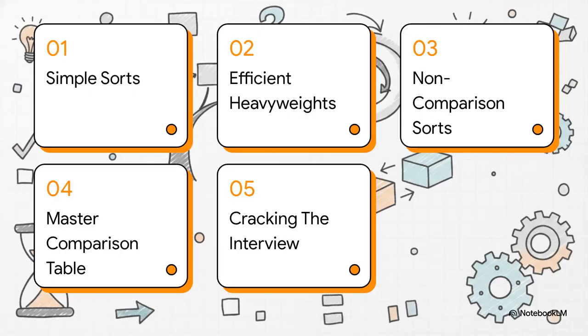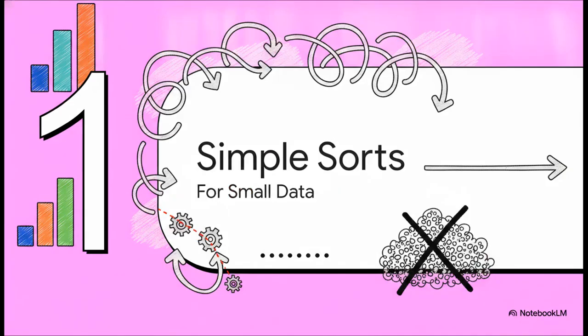All right, here's our roadmap for today. First, simple sorts for small data. Second, the efficient heavyweights. Third, non-comparison-based sorts. Fourth, the master comparison table. And finally, cracking your technical interview. Let's get into it.